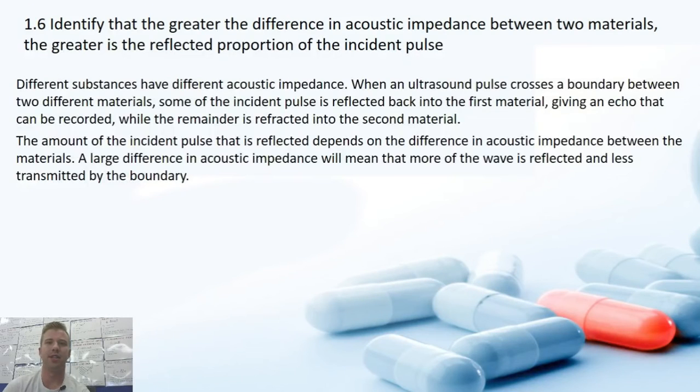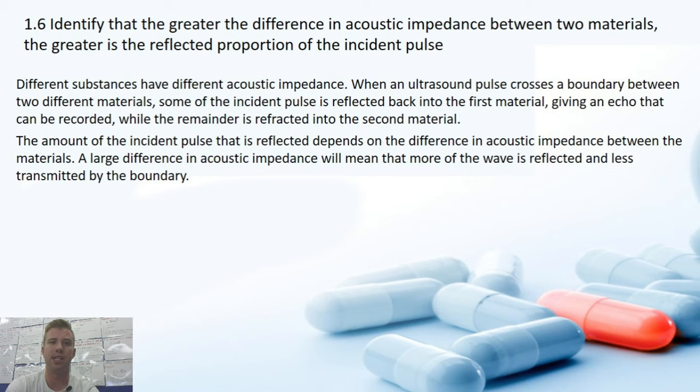Okay, 1.6. Identify that the greater the difference in acoustic impedance between two materials, the greater is the reflected proportion of the incident pulse. Now, I mentioned this in our previous video, but I did also state that the wave can also be refracted, so it can continue passing through other mediums within the scan. So just be aware of that in our 1.5 video.